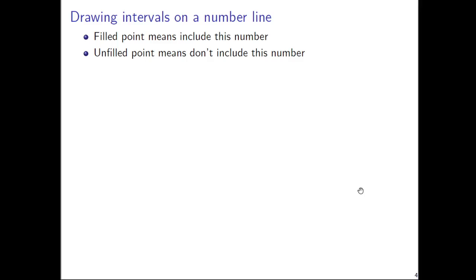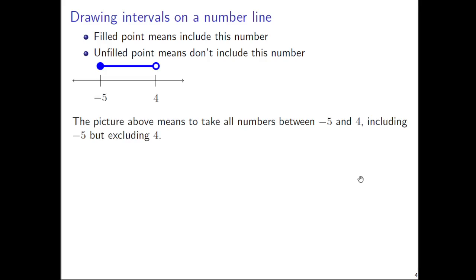Let's make a couple clarifications regarding interval notation and drawing intervals on a number line. So first, on a number line for the drawing, a filled in point means to include a number, and an unfilled point means to not include a number. So for instance here, the picture with the filled in dot at -5 and the unfilled point at 4, and then that connection between means you should take all the numbers between -5 and +4.